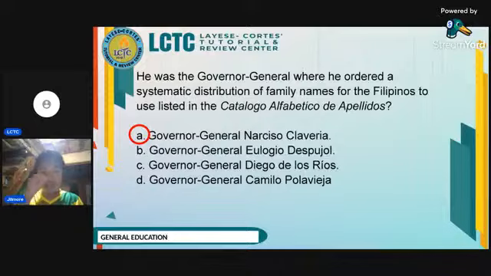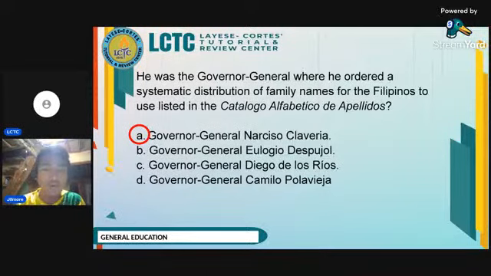He was the Governor General who ordered a systematic distribution of family names for the Filipinos to use, listed in the Catalogo Alfabetico de Apellidos, because when the Spaniards came to the Philippines, there were no sure names used by the native Filipinos. So it was Governor General Narciso Claveria who devised a systematic list of family names. No, they were not allowed to choose their family names. There were specific lists of family names that would be chosen, listed in the Catalogo Alfabetico de Apellidos. Okay. It was Governor General Narciso Claveria. Take note, Narciso Claveria, Catalogo Alfabetico de Apellidos.